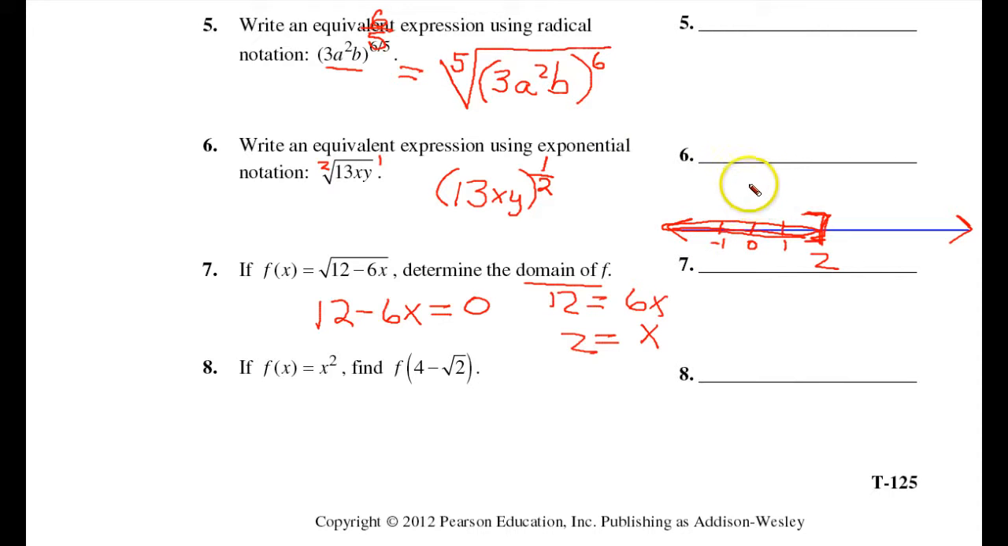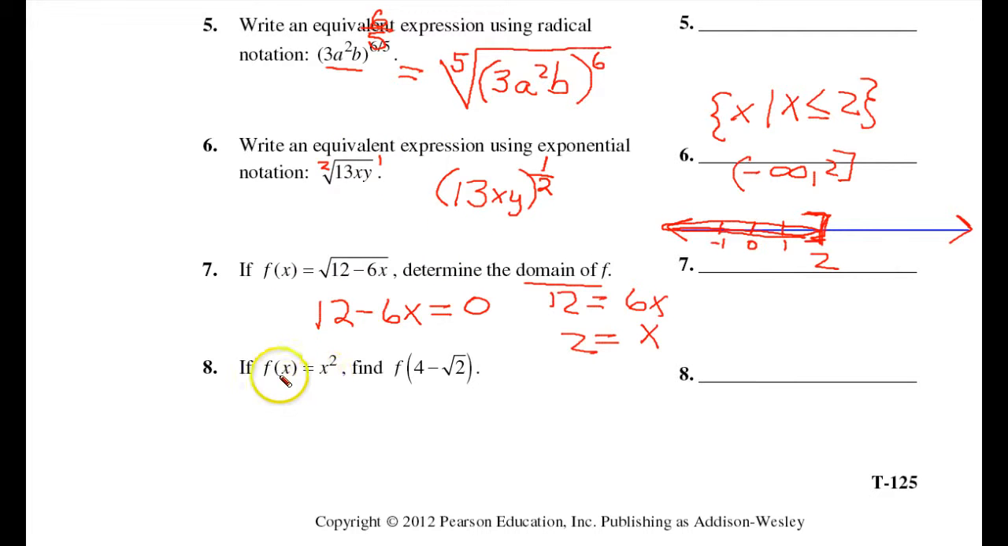Now, interval notation for this would be from negative infinity up to 2. And set builder notation would be x such that x is less than or equal to 2. Now hopefully you understood, and of course we would have covered some of these in class.